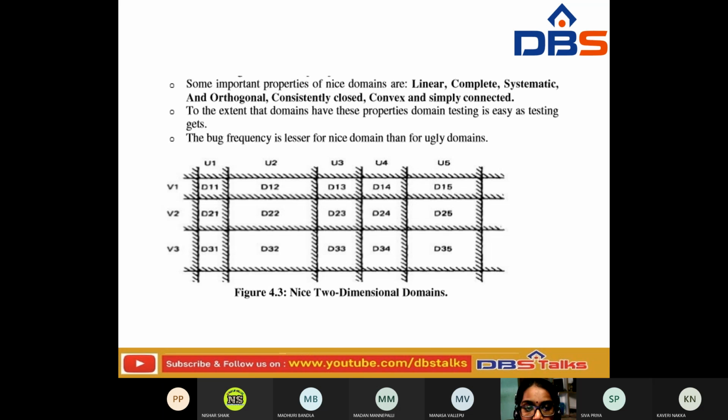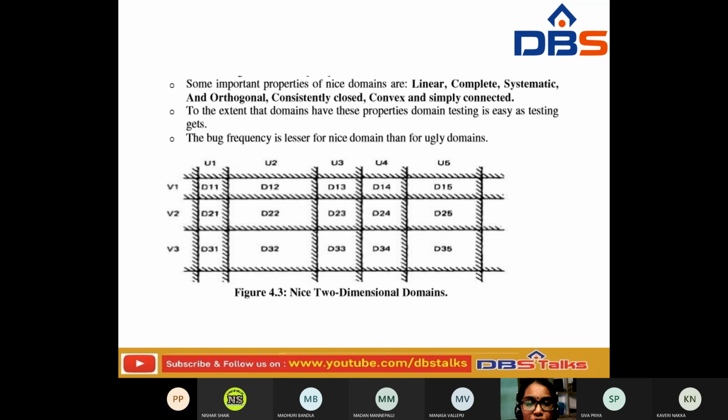To the extent the domains have these properties, domain testing is as easy as testing gets. If we are having dimensions in these domains, the bug frequency is lower for the nice domain than for the ugly domain. Here is a two-dimensional domain, and if you divide it into different domains, we have to test them, and we don't know how many iterations we need; we have to perform many iterations on that.